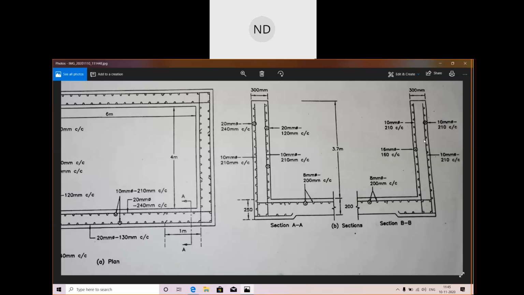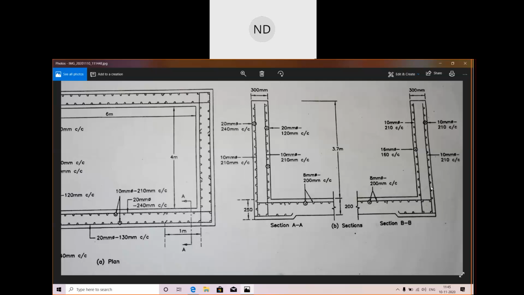Then this side also you will see 8 mm diameter bars at the base slab, 200 mm center to center, and 16 mm at the center again. So this was your plan and section of the reinforcement, or the area of steel which you have provided. You can compare if you have the notes with you. You can compare and see the diagram, and you will understand it more clearly.